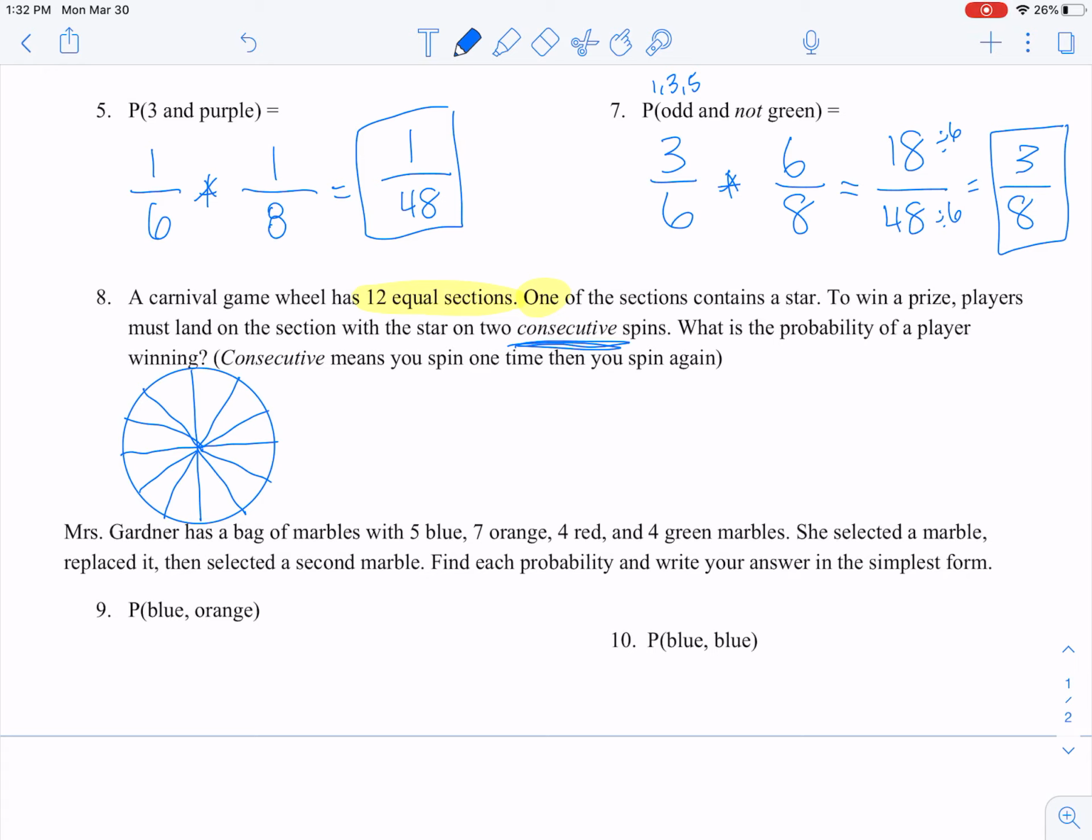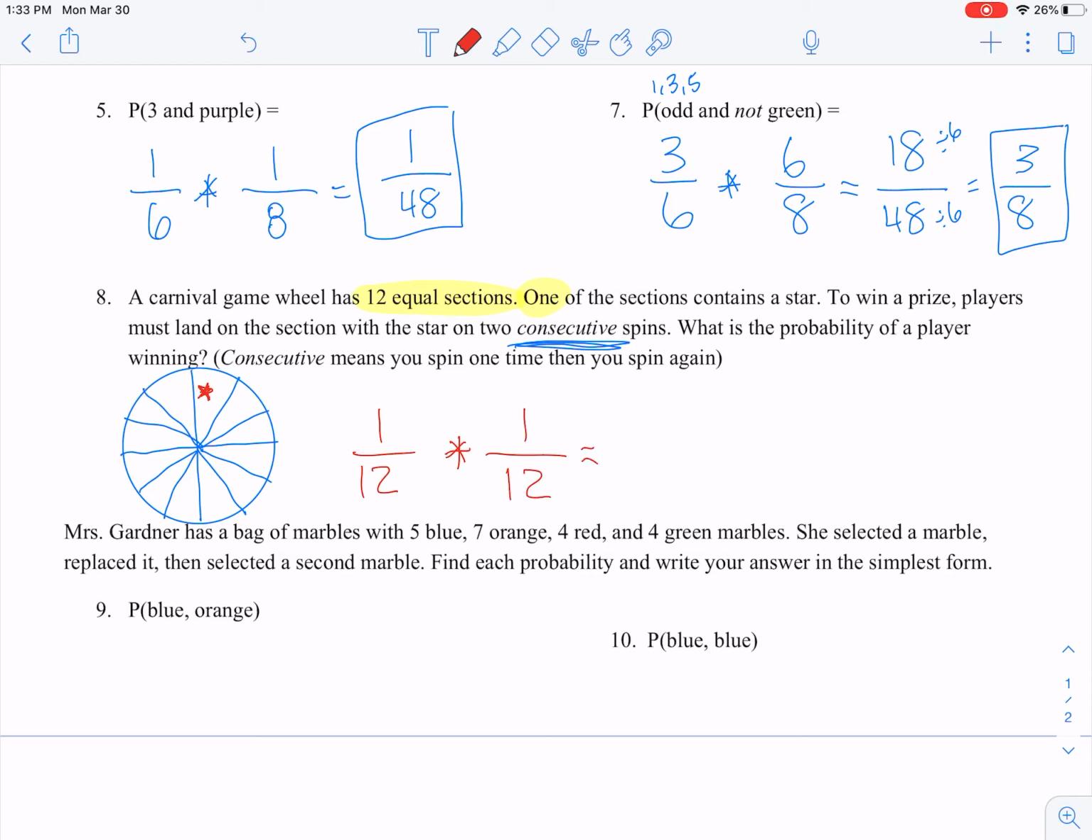So this has 12 different sections. I know the lines are not straight, but it's saying that there is a star on just one of these sections. So if I know that there's just one star in one of those sections and we're trying to spin it 2 times, we know that we have 2 different events going on, and we know that there's just one star on it, so it's 1/12 and 1/12.